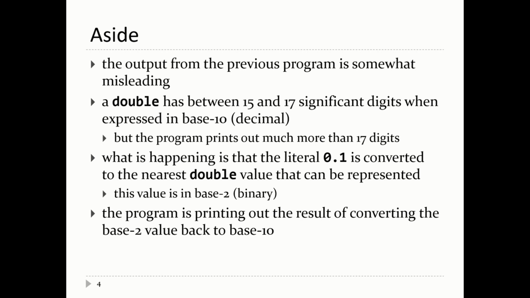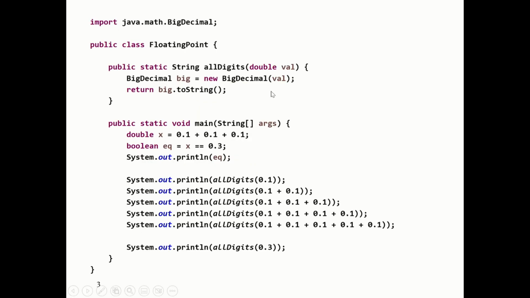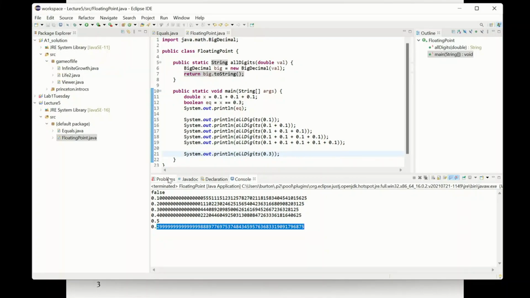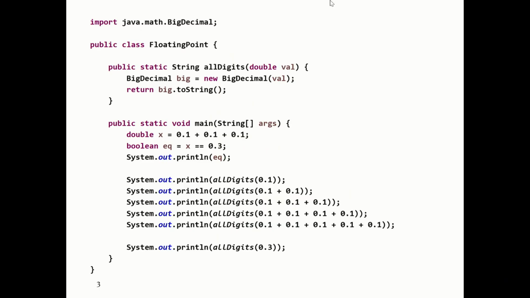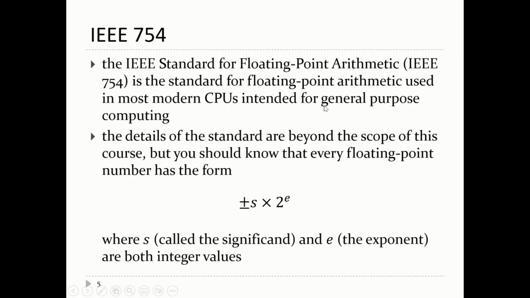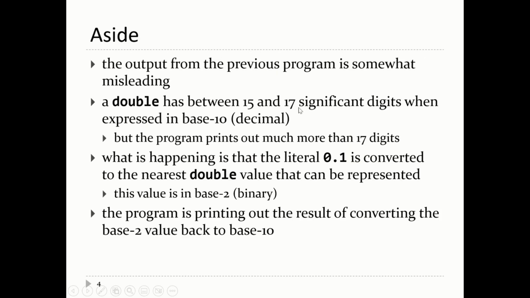Now, that output is a little bit misleading. When you type in a double literal, it doesn't actually have this many digits of precision. It turns out a double literal has somewhere between 15 and 17 significant digits if you write it out in base 10. Now that program prints out much more than 17 digits, and the question is why.